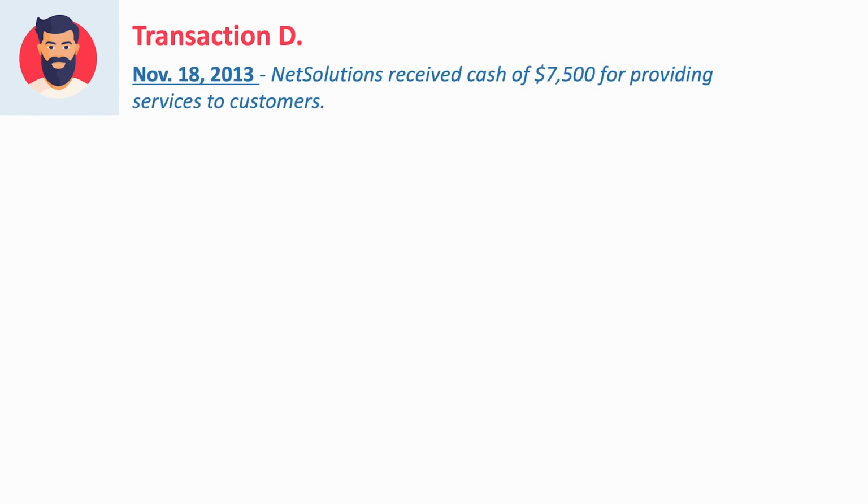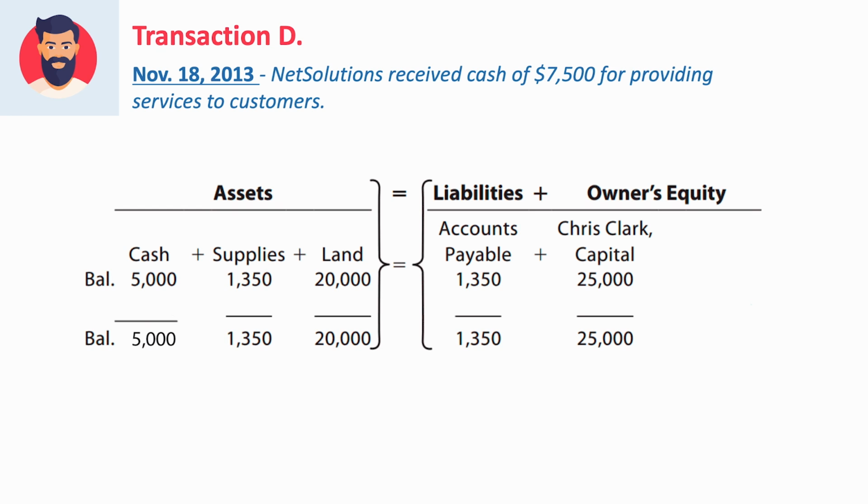Transaction D. November 18, Net Solutions received cash of $7,500 for providing services to customers. During its first month of operations, Net Solutions received cash of $7,500 for providing services to customers. The receipt of cash increased Net Solutions' assets and also increased Chris Clark's equity in the business.